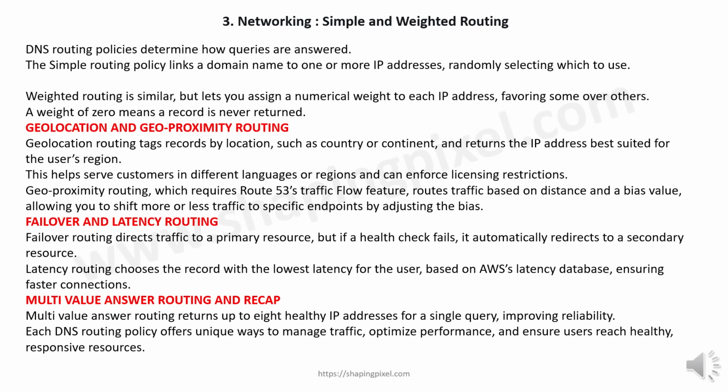DNS routing policies determine how queries are answered. The simple routing policy links a domain name to one or more IP addresses, randomly selecting which to use. However, it does not support health checks. Weighted routing is similar, but lets you assign a numerical weight to each IP address, favoring some over others. A weight of 0 means a record is never returned. Weighted routing supports health checks, ensuring only healthy records are chosen.